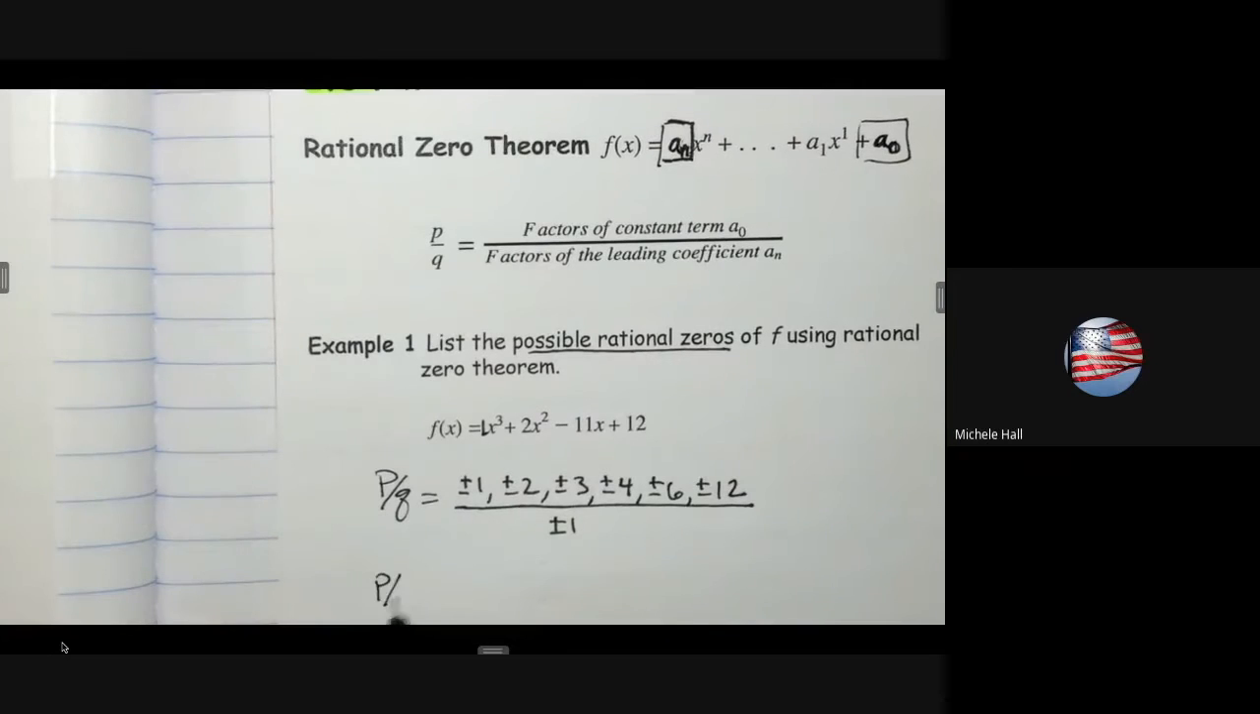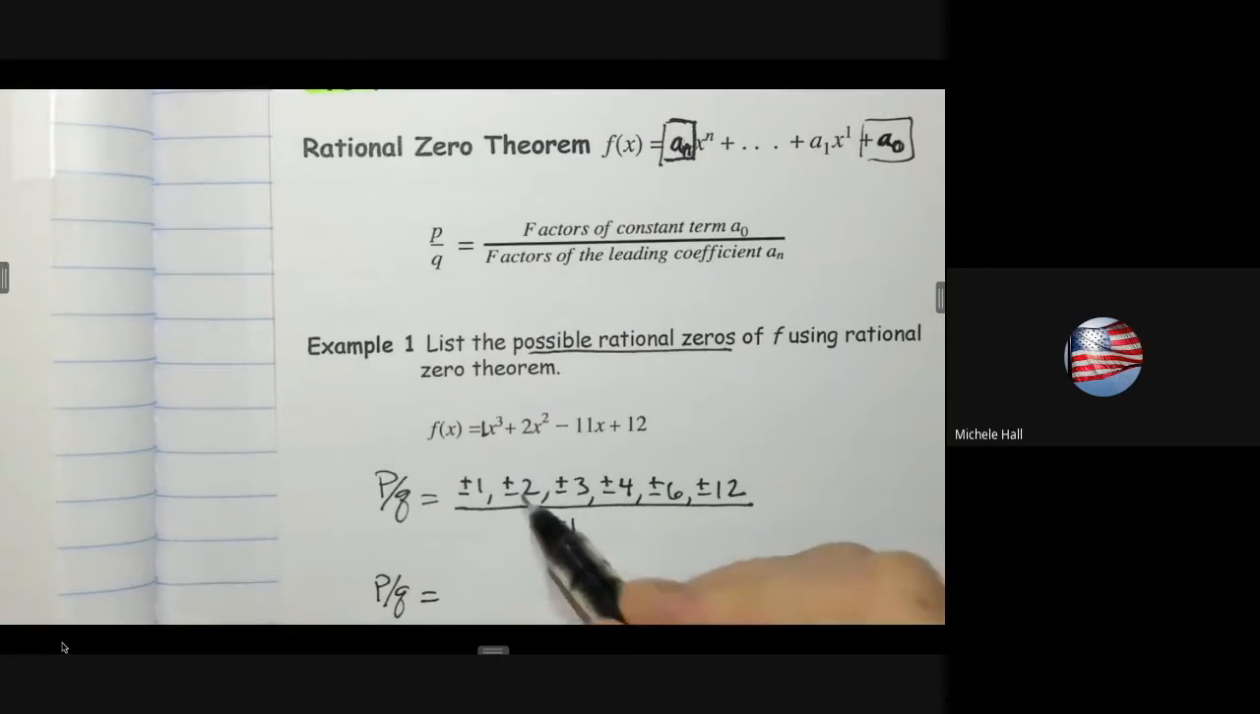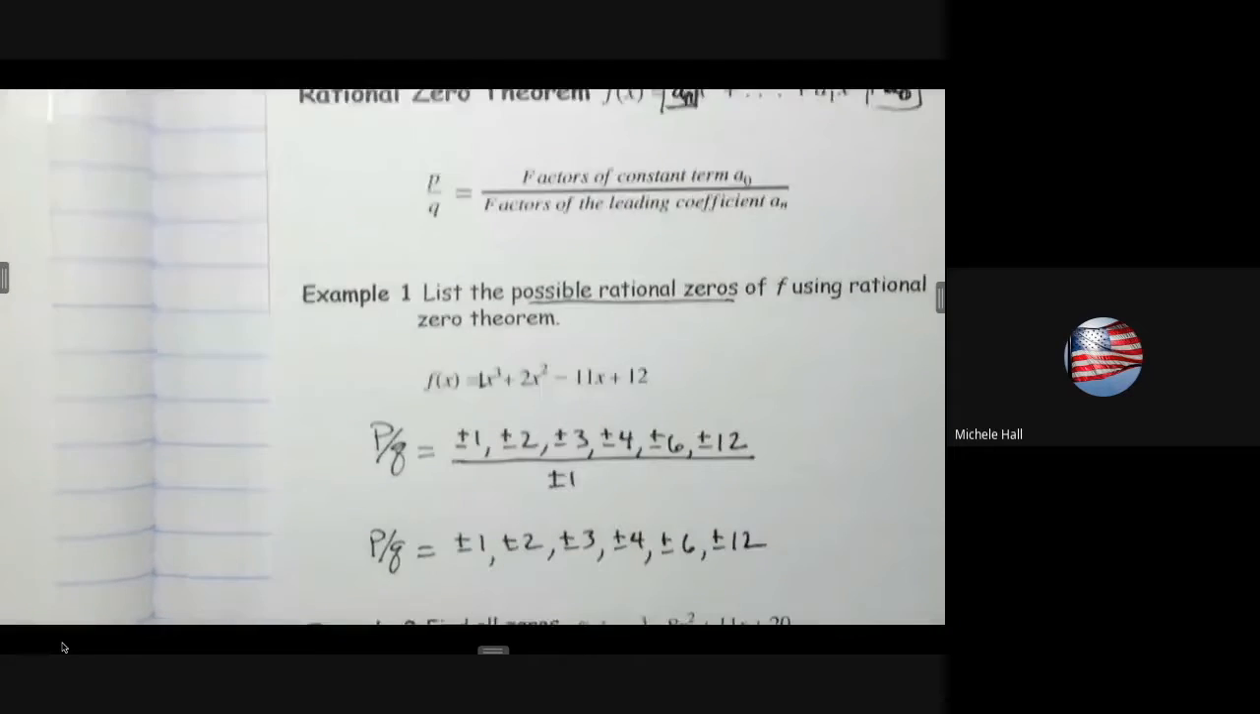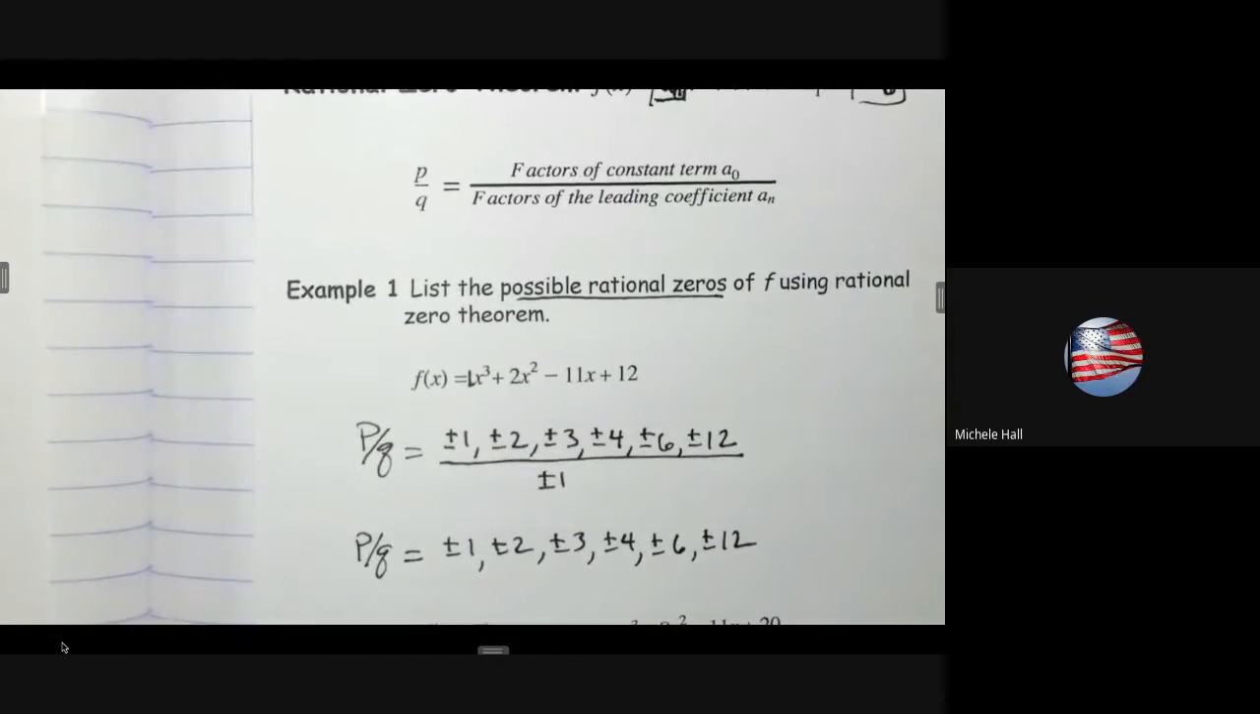So our possible rational zeros are 1 over 1, 2 over 1, 3 over 1, and so on. So plus or minus 1 over 1, plus or minus 2 over 1, plus or minus 3 over 1, plus or minus 4 over 1, plus or minus 6 over 1, and plus or minus 12 over 1. Those are all the possibles that I would try with synthetic division.